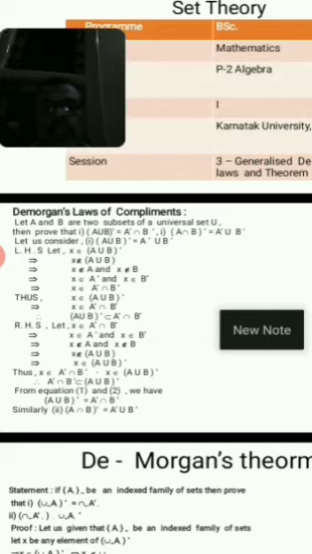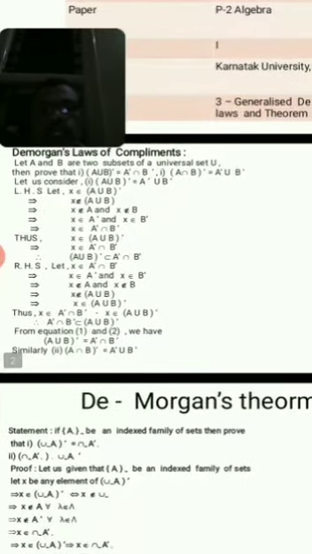Next we consider the RHS term. Let x belong to A' intersection B'. It implies that x belongs to A' and x belongs to B'. It implies that, taking complements, x does not belong to A and x does not belong to B. It implies that x does not belong to A union B. It implies that x belongs to (A union B)'. Therefore, A' intersection B' is a subset of (A union B)'.